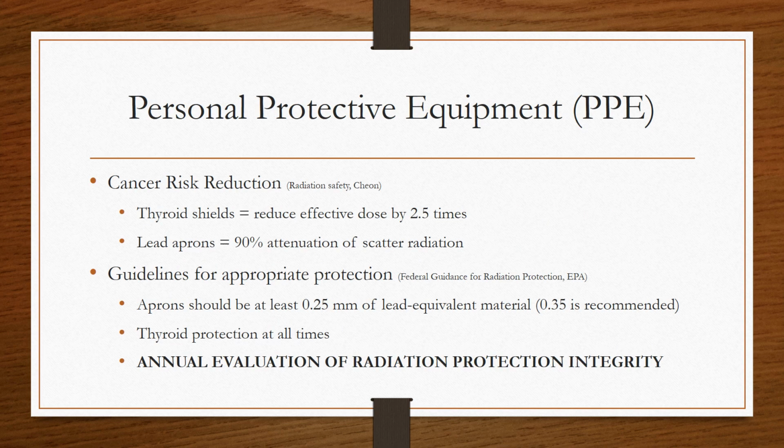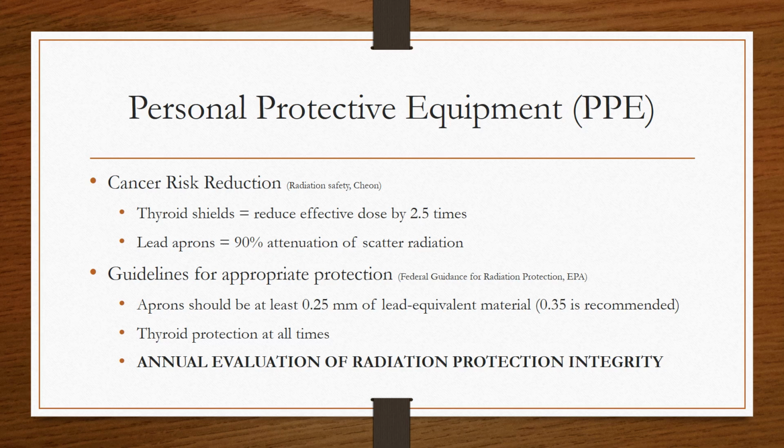With all of that being said, the thyroid cancer and breast cancer risk is real. Those studies showed that the risk was dependent on the dose exposure, which brings us to this important point of PPE, or personal protective equipment. As you can see on this slide, thyroid shields cut the exposure dose by 2.5 times, and lead aprons soaked up 90% of the scatter radiation when in the room. These are incredibly important in driving down your risk, so do not take them for granted.